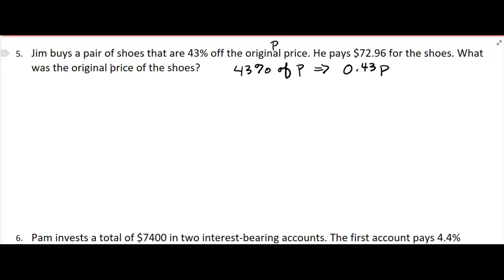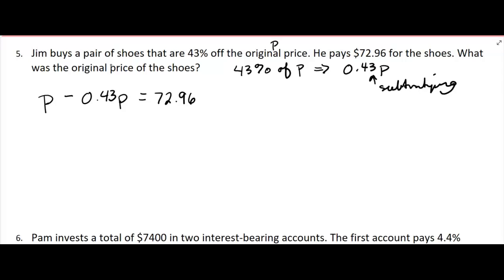But remember, that's not what equals 72.96. That's how much he got off. This is what we're subtracting. What are we subtracting from? The original price, P. So we want P minus 0.43p to equal 72.96. Now, you could multiply by 100.